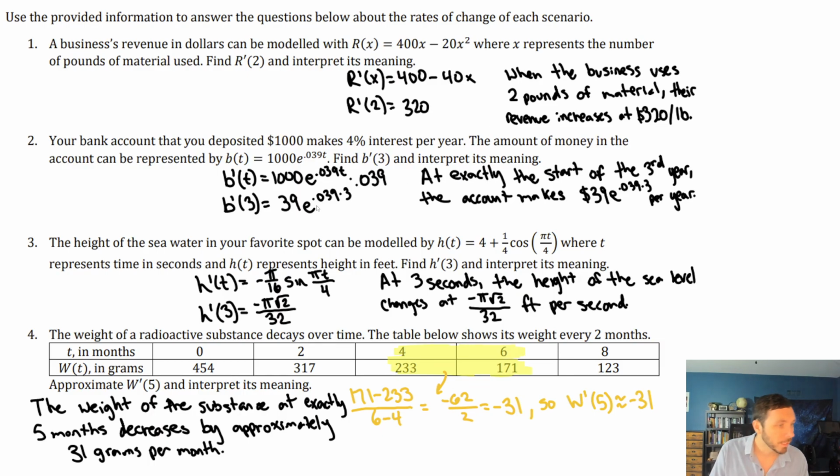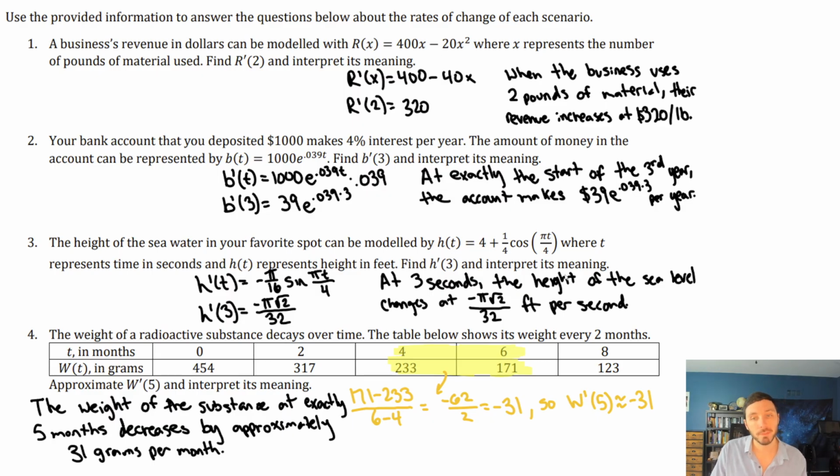All right, within 3, the height of the seawater in your favorite spot can be modeled by h of t, where 4 is maybe like that initial height, and then it's going to wave thereafter, plus 1/4 cosine pi t all over 4, where t represents time in seconds and h of t represents height in feet.